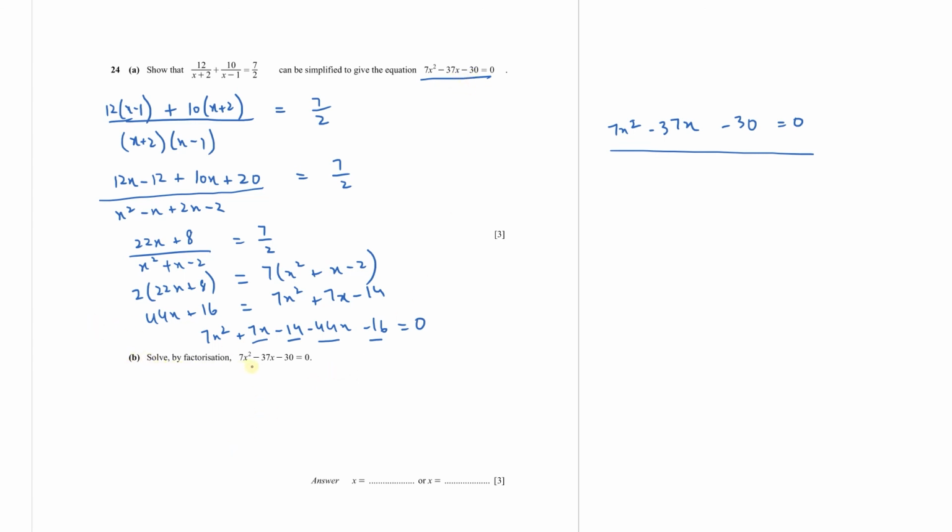Part B is solve by factorization. So this is the same equation as in the previous part. Now you have to solve for x using factorization. So for factorization, what we do is we multiply this value, the last one which has no x with it, with the coefficient of x squared. So this is minus 30 into 7, which is minus 210. So since this is a negative sign, I need to find two factors of 210. If I subtract them, I should get minus 37.